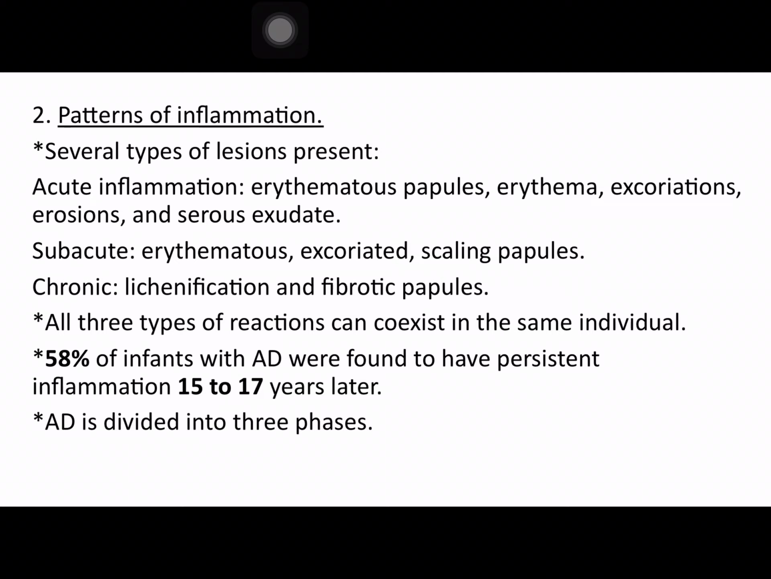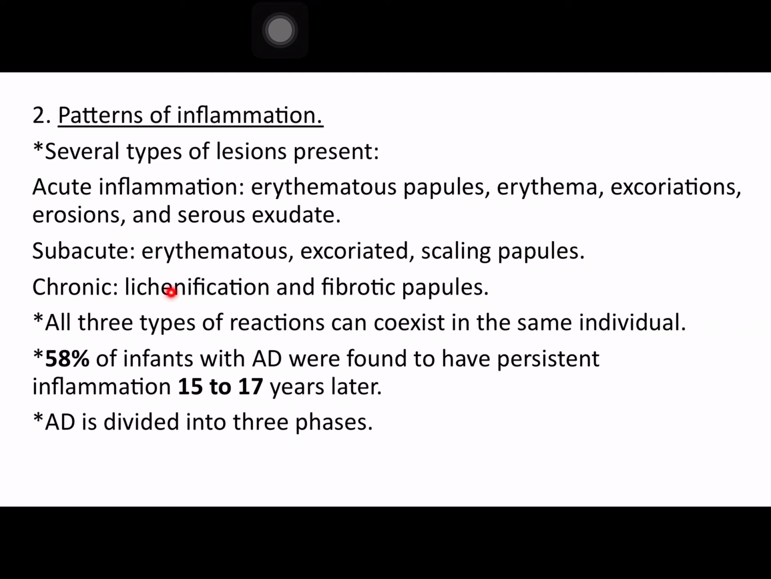Pattern of inflammation. As I said, we have several types of lesion. As I said at the start of the lecture, all types of dermatitis may pass through acute, subacute, and chronic stages. Atopic dermatitis also follows this classification. In acute inflammation, we have erythematous papule, erythema, excoriation, erosion, and may have serous exudate. In subacute, we have erythematous, excoriated, scaling papules.